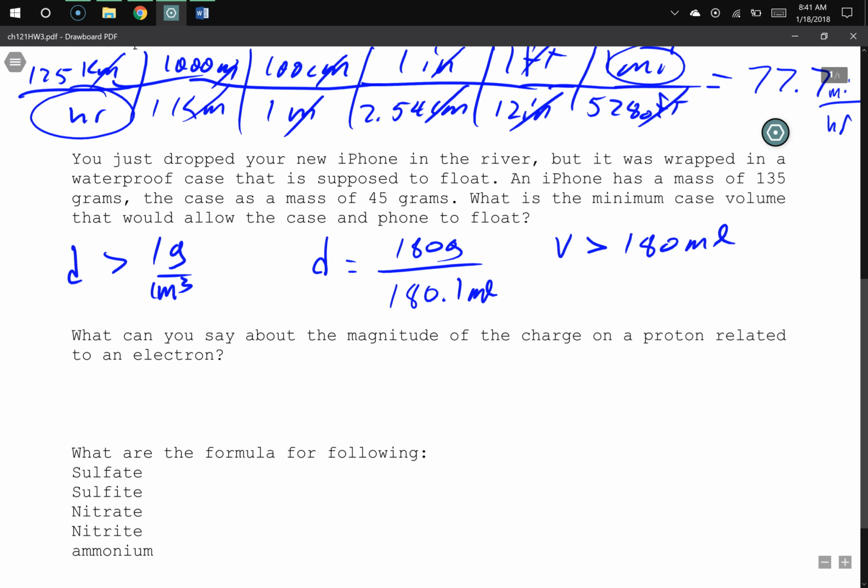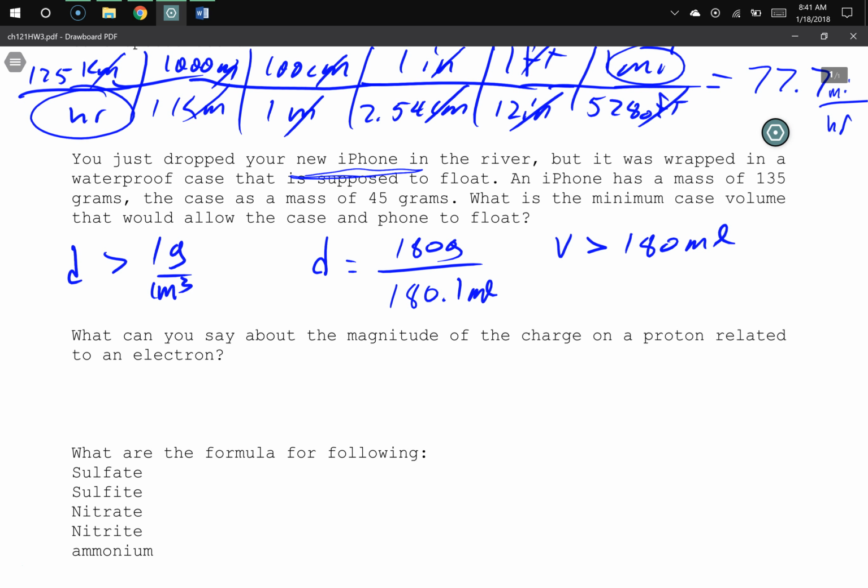There is a most likely perfectly preserved iPhone on the bottom of the Columbia someplace, because my case was not 180 milliliters or bigger. So it's just hanging out somewhere. So if somebody wants to go dredge that up. The battery, I'm sure, is dead because it was like 5 years ago, but I'm sure there's nothing wrong with the phone.